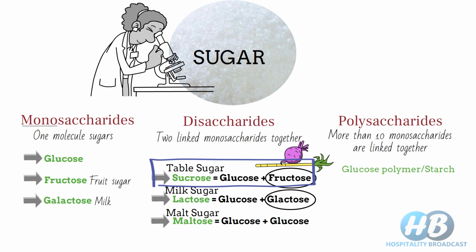Simply focus on what kind of sugar we use at home or in a hotel or restaurant. Well, it's sucrose, that is also called table sugar. So in this video, the term sugar means I am referring to sucrose or table sugar.